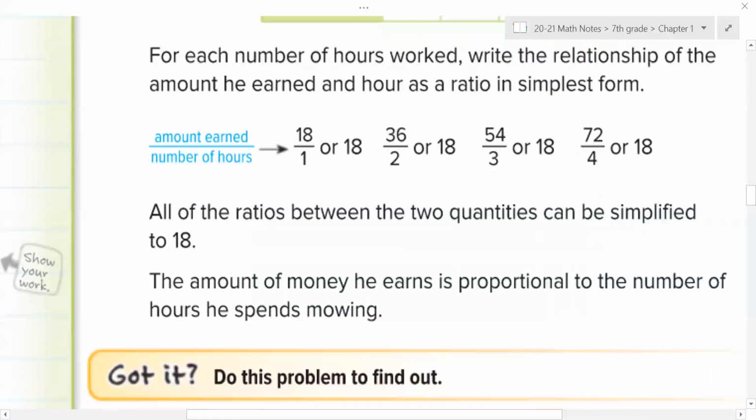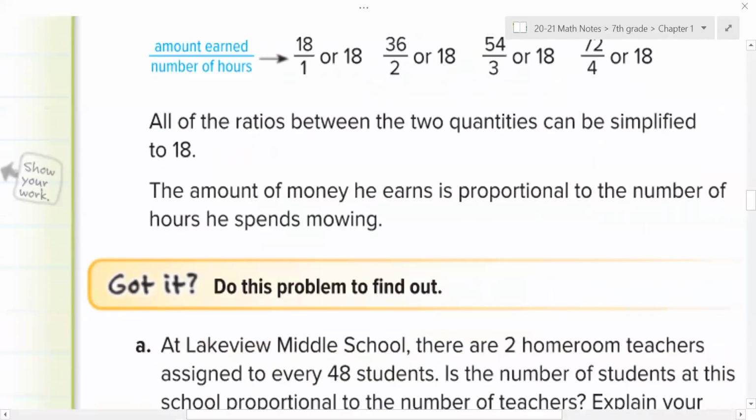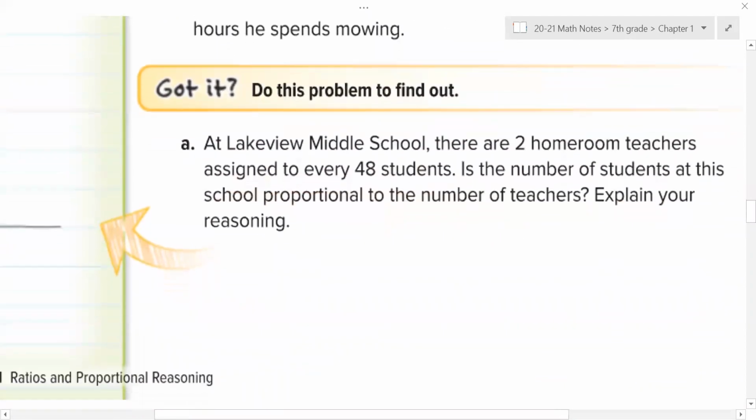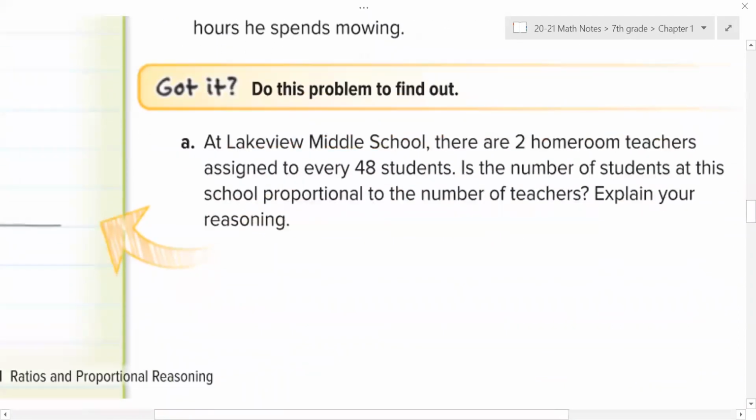The amount of money he earns is proportional to the number of hours he spends mowing. At Lakeview Middle School, there are 2 homeroom teachers assigned to every 48 students. Is the number of students at this school proportional to the number of teachers?